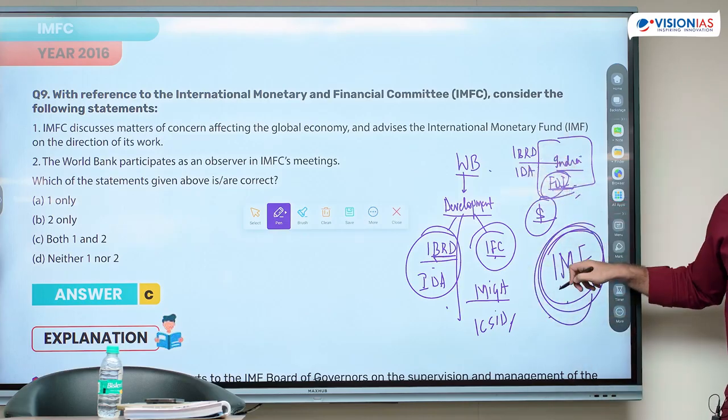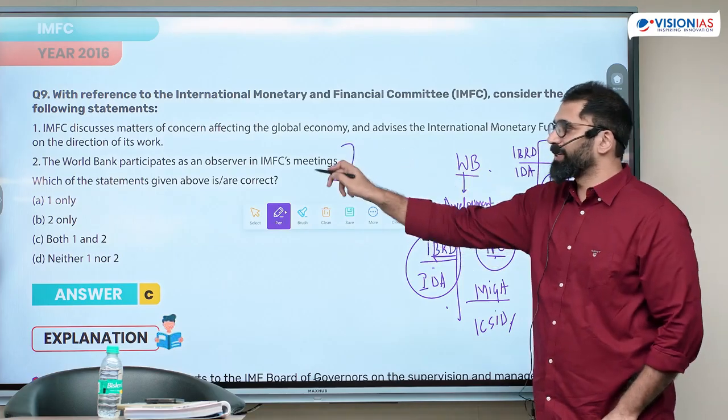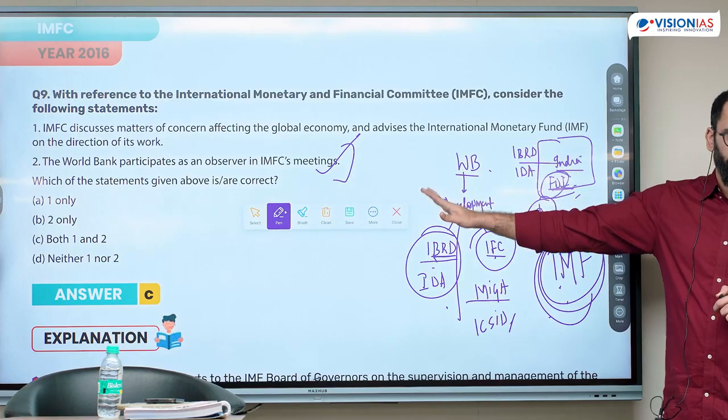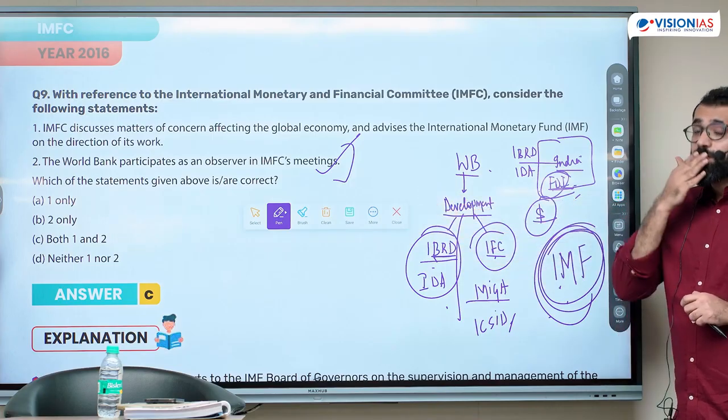These two bodies are linked together. World Bank participates as observer in IMF security. So if you know there's a particular link, this can be done. Sorry, which one?